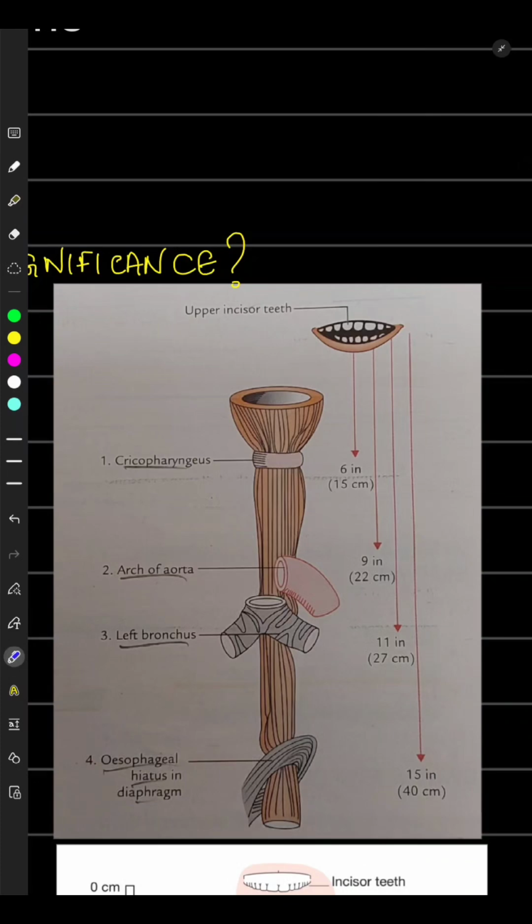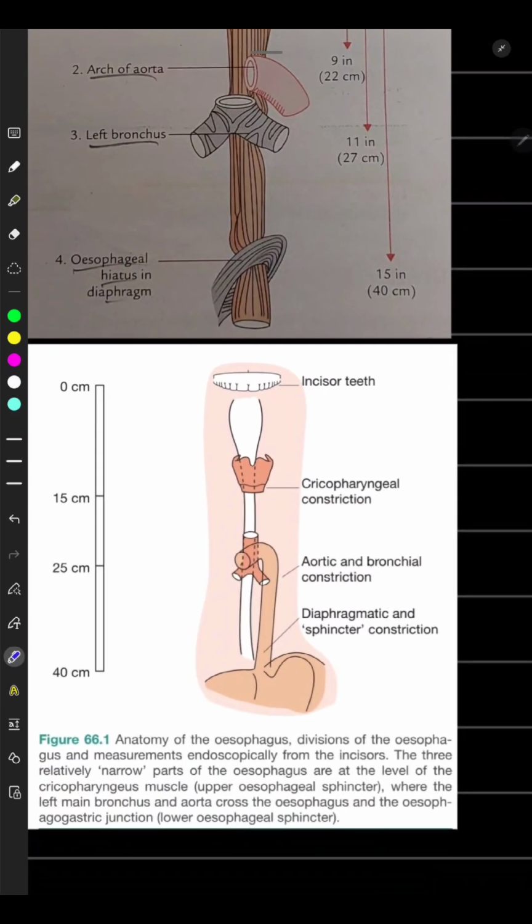For surgical anatomical purposes, this was very distant, and this was also distant. So surgery people said only three constrictions are there, and they clubbed these together. So finally, what was the result for surgery? The cricopharyngeal junction, that is the first constriction, is at 15 centimeters. Next, we have the aortic and bronchial constriction, which they clubbed together, at 25 centimeters.